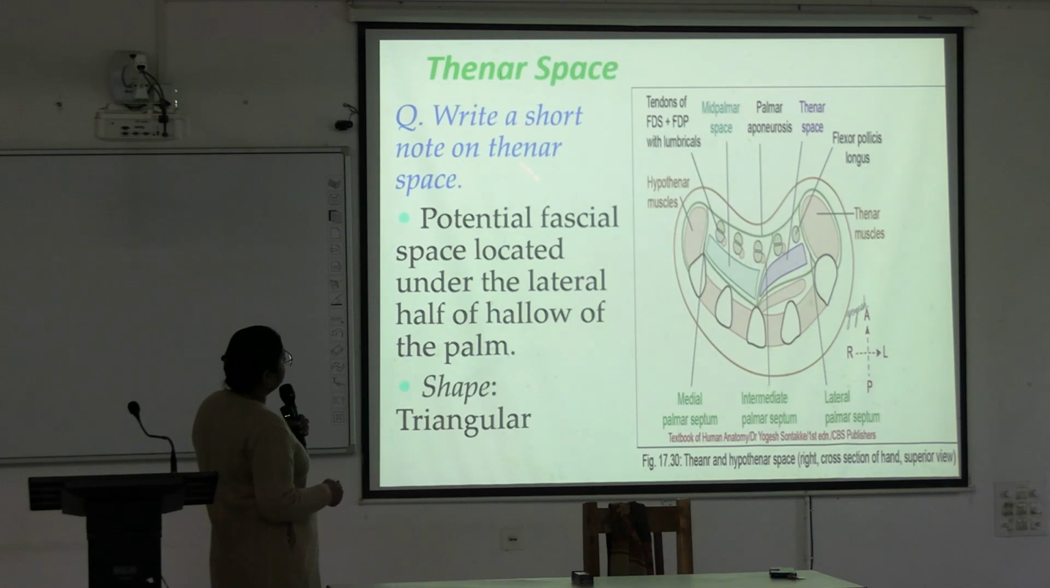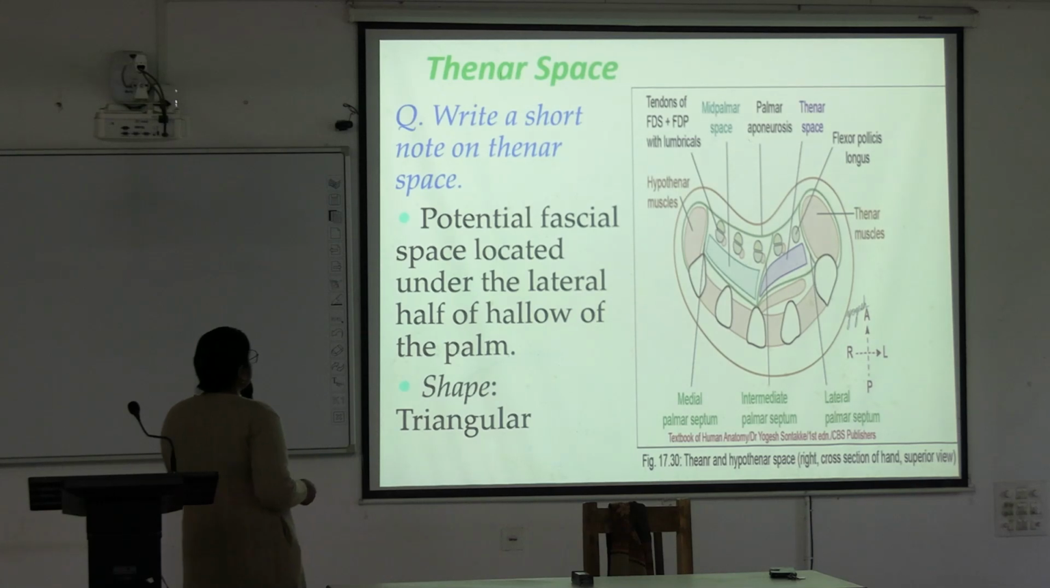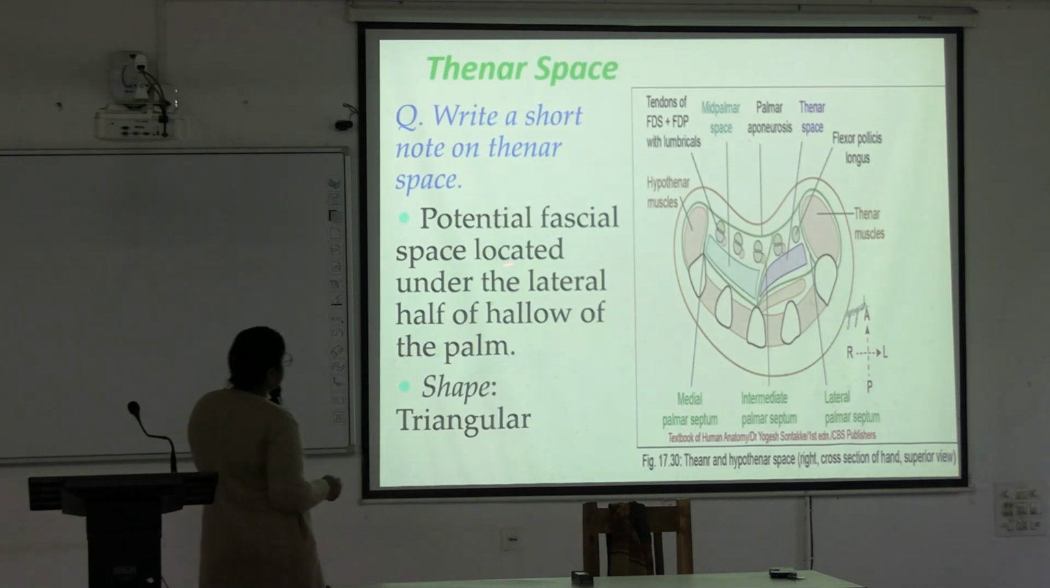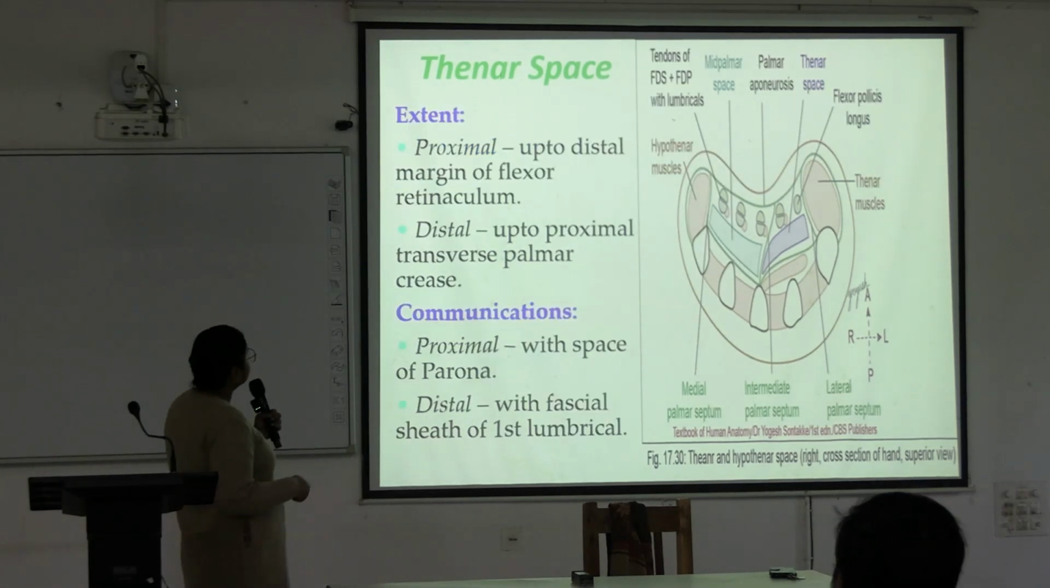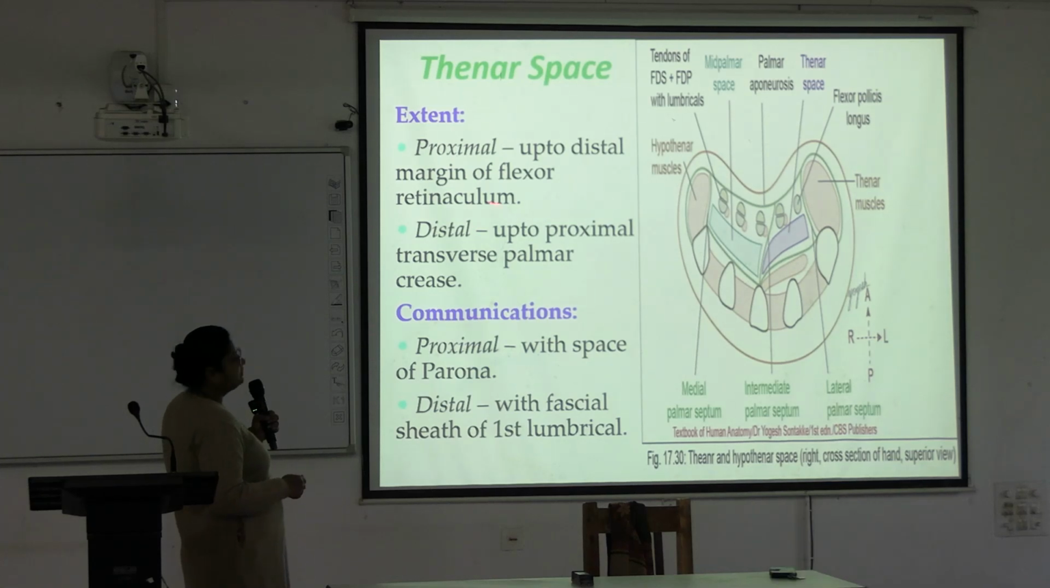Next, we are going to Thenar space. Here is the Thenar space, the violet colored one. It is a potential fascial space located under the lateral half of the hollow of the palm. Its shape is triangular, and this is the extent.